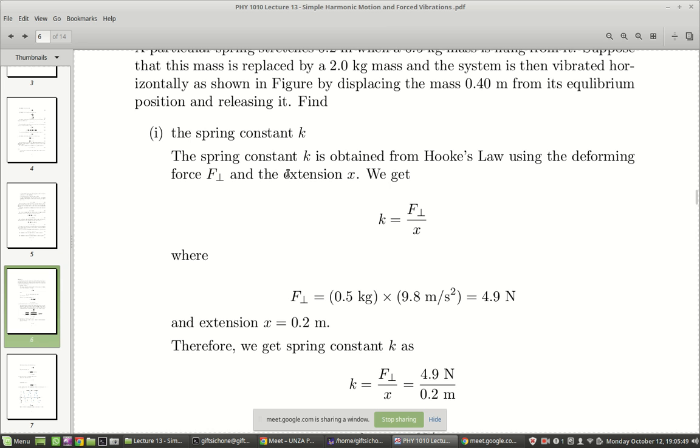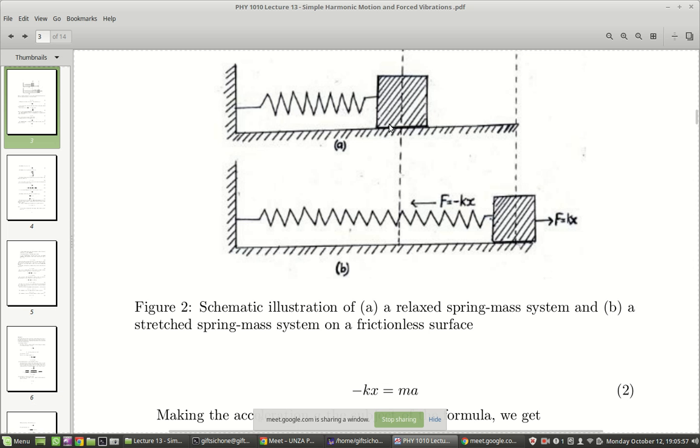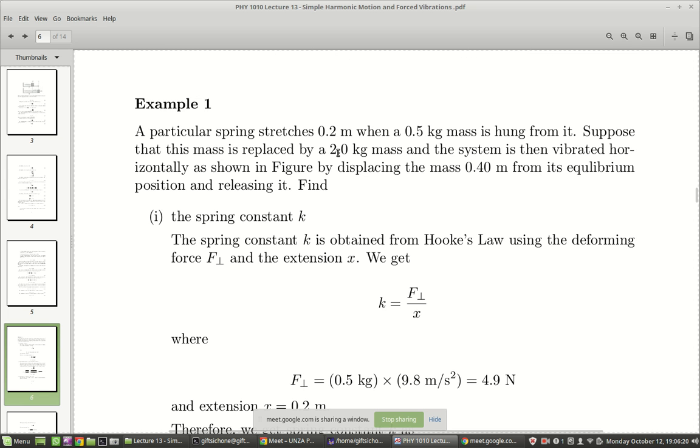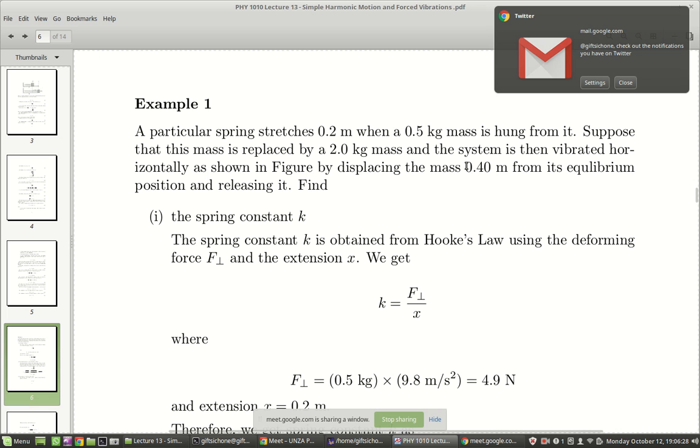So suppose this mass is replaced by a 2 kg mass, and the system is then vibrated horizontally as shown by displacing the mass 0.4 meters from its equilibrium position and releasing it. Find the spring constant. In this case, when the spring was attached to the 0.5 kg mass and was let go, the spring stretched. Then it had the spring, the 0.5 kg mass, and the 0.2 extension. So using that information, we can get a spring constant.